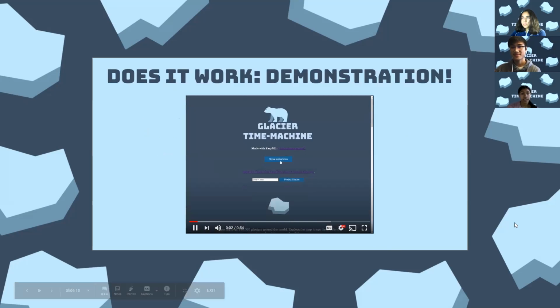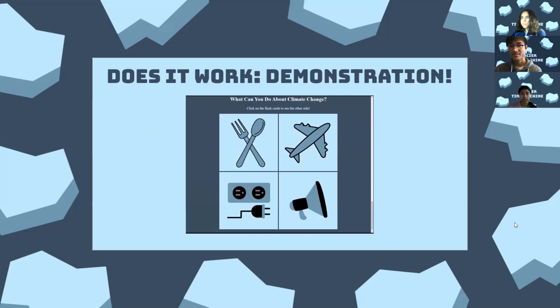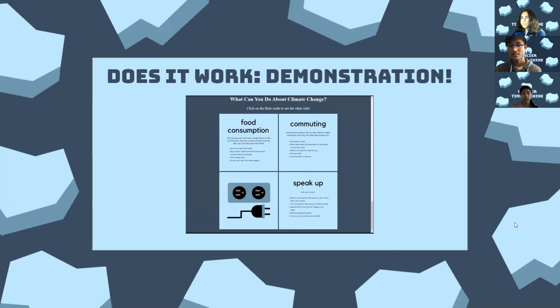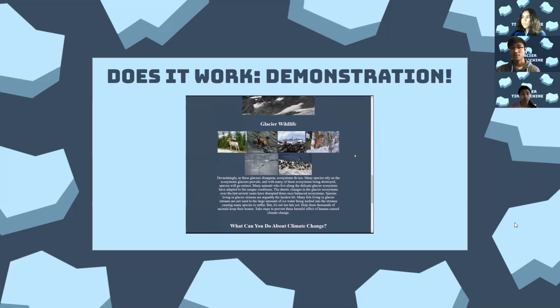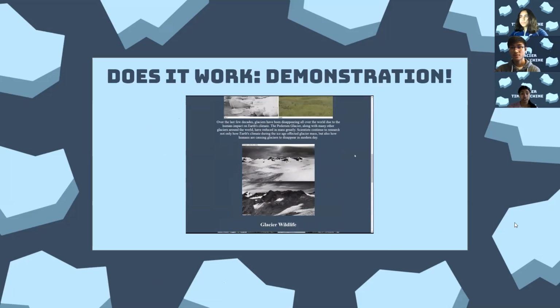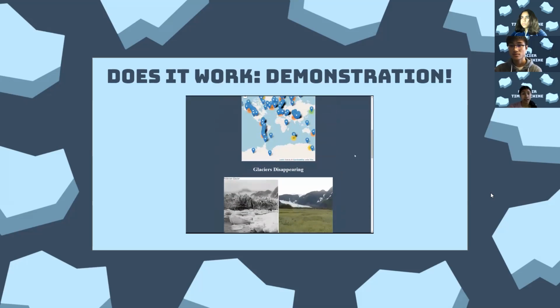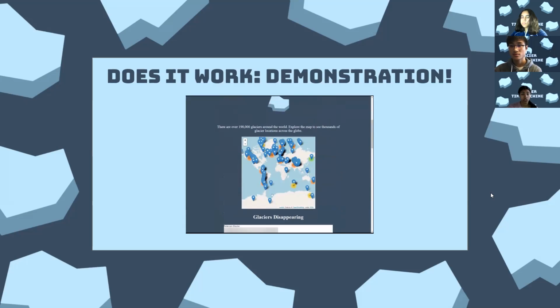So this is an example of how a user might use our website. You can display instructions, look at ways that you can reduce your carbon footprint, and receive informational facts on how climate change has affected glaciers and what glaciers are. And then finally, we have a map that shows different glaciers across the world. You can click on different markers and view clusters of glaciers as well as their individual names.